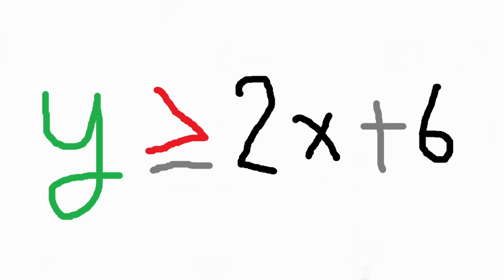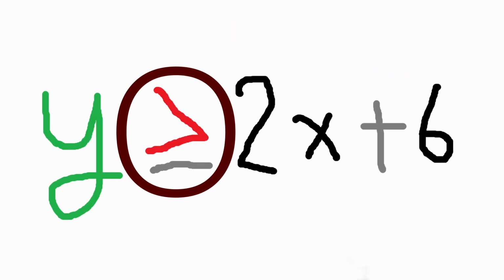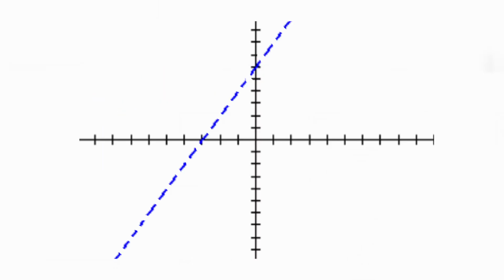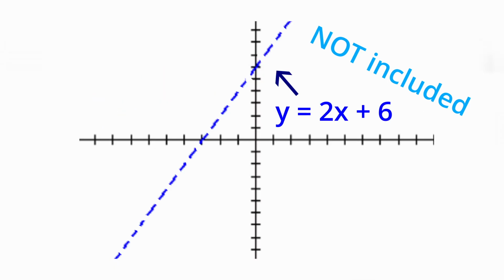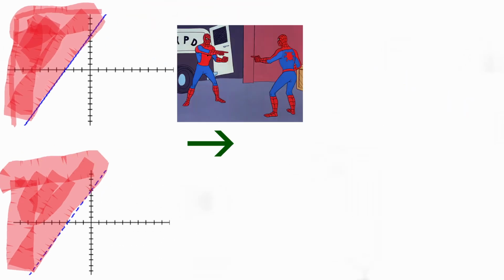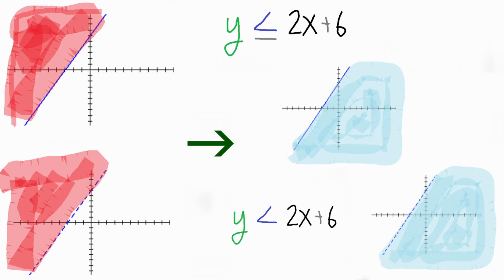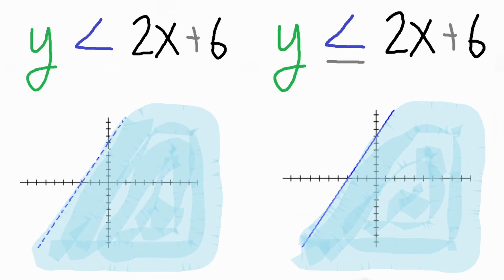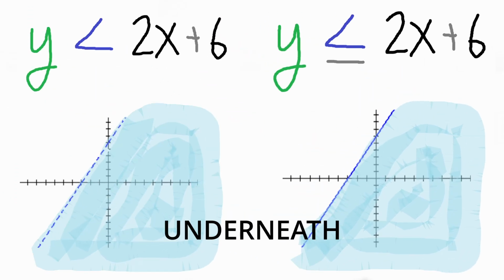I specifically emphasize solid line, because if we were to change greater than or equal to strictly greater than, then we would have to use a dotted line, because the line y equals 2x plus 6 is not included in the solution set. The same ideas apply to their not-so-distant cousins, less than and less than or equal to. Except for these two inequalities, the region shaded will be underneath the line graphed.